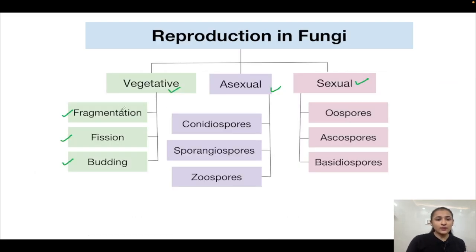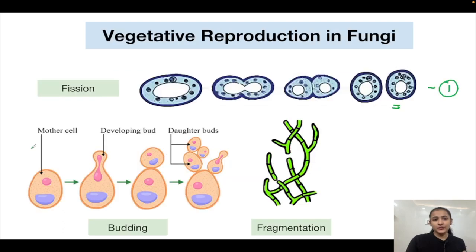Then the second method is via budding. What happens in budding? Budding happens in yeast. So this is the yeast cell. A small bud forms. This is the developing bud. Then the components of the cell split in two parts. Then buds are separated from the parent cell. In such a way, multiple buds are formed, a chain of buds can be formed. So, this method of reproduction is known as budding.